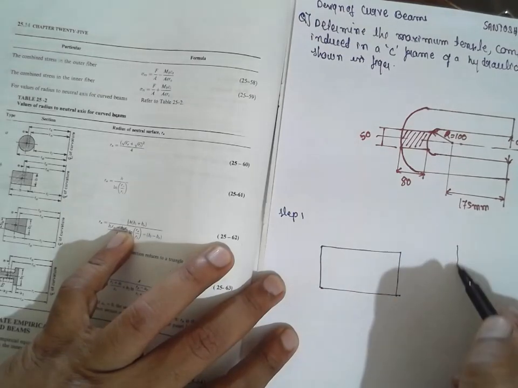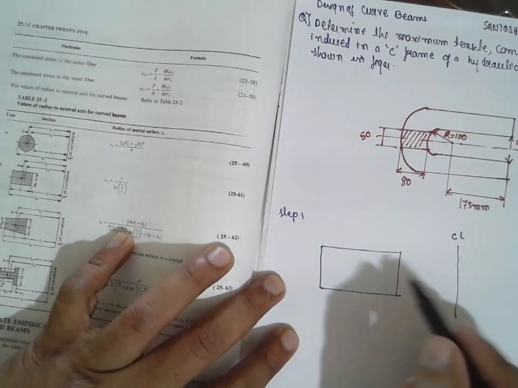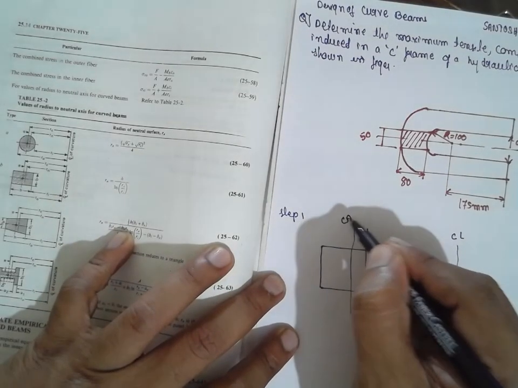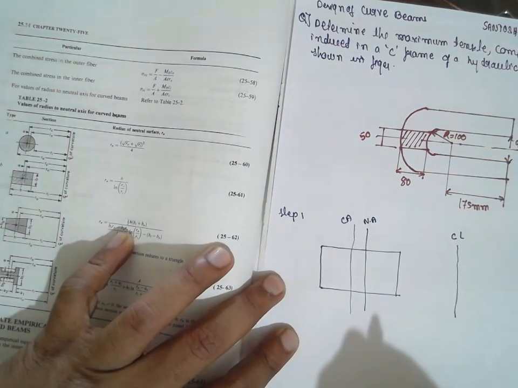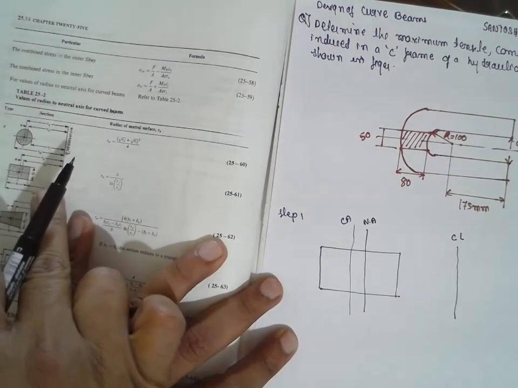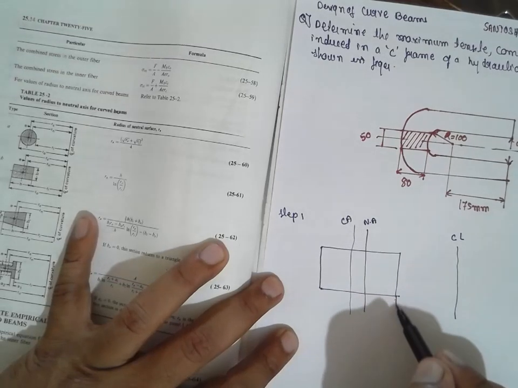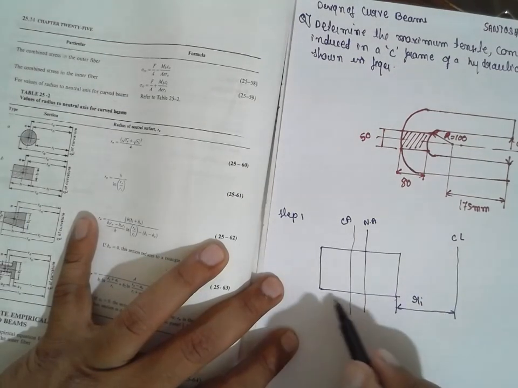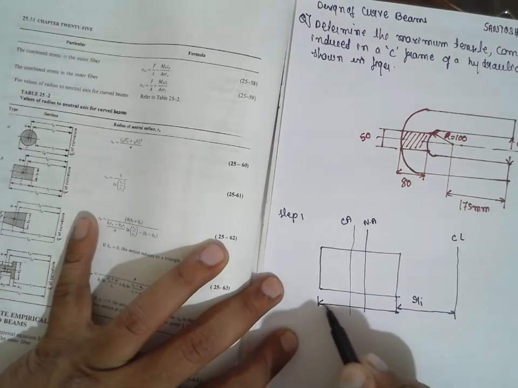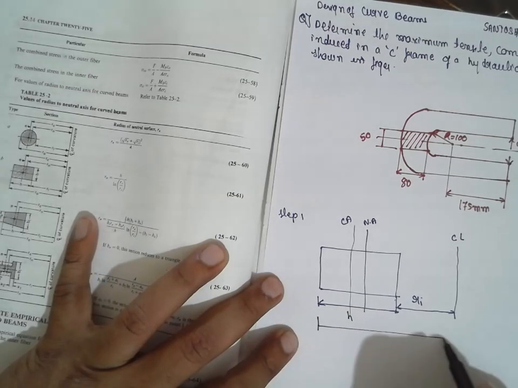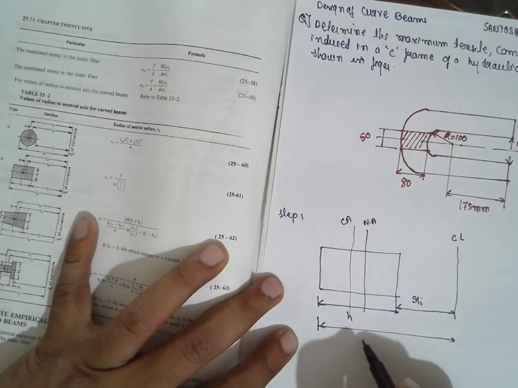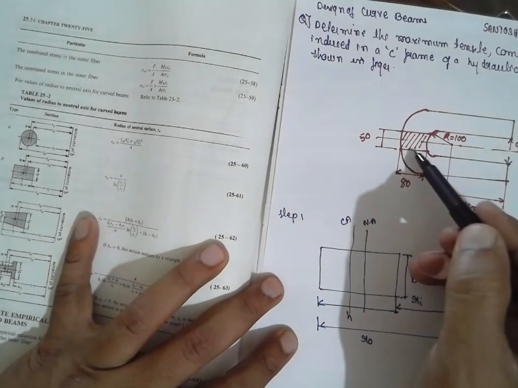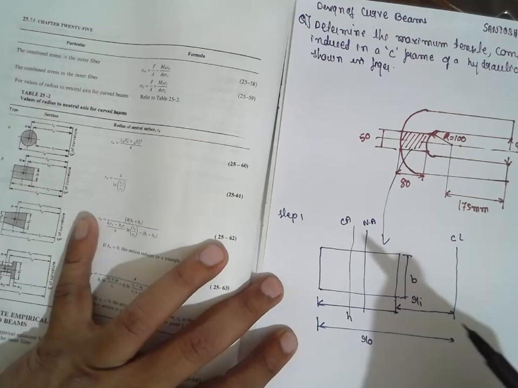This is the diagram. This is the center line. This is the central axis. This is the neutral axis. This is the neutral line. I'm referring to this diagram here. From this part to this part, we call it Ri. And this to this is nothing but h. This part to this part is R naught. This diagram I am rotating and drawing by using the data handbook.